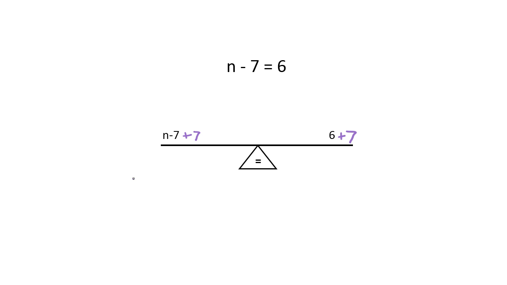That gives me the following solution. Since subtracting 7 and adding 7 gives me 0, I just have n on the left side, and then 6 plus 7 gives me 13 on the right side. So the solution to this problem is n equals 13.